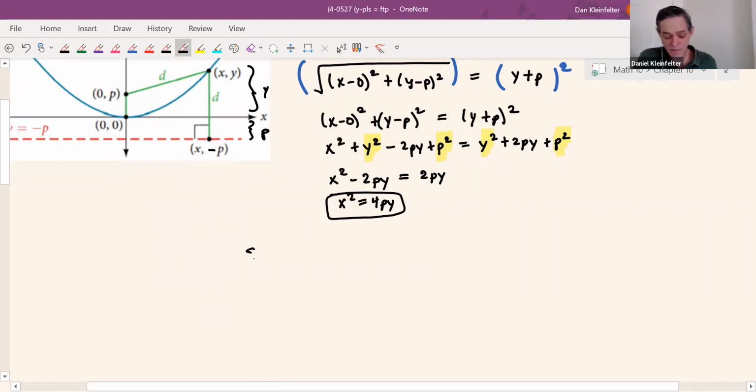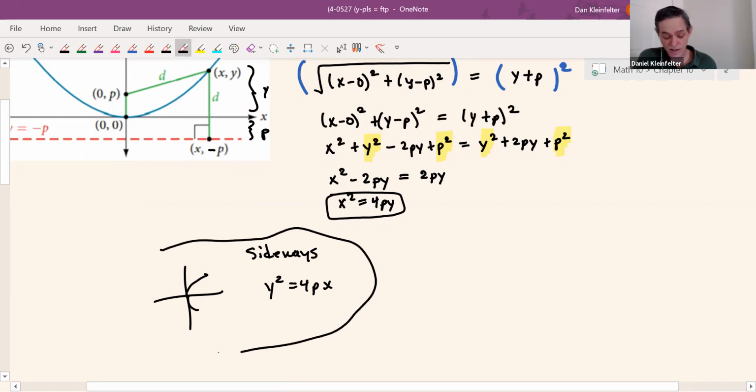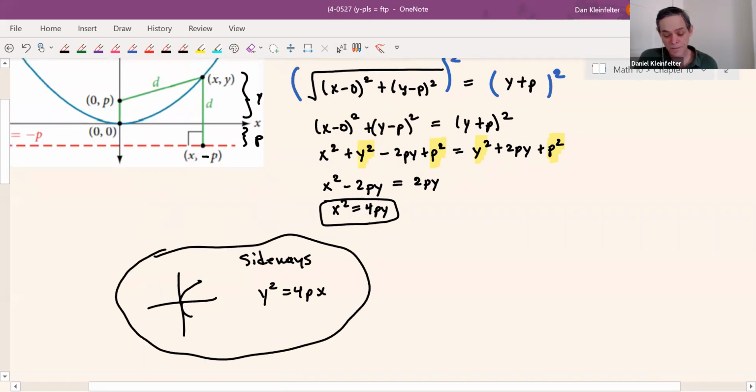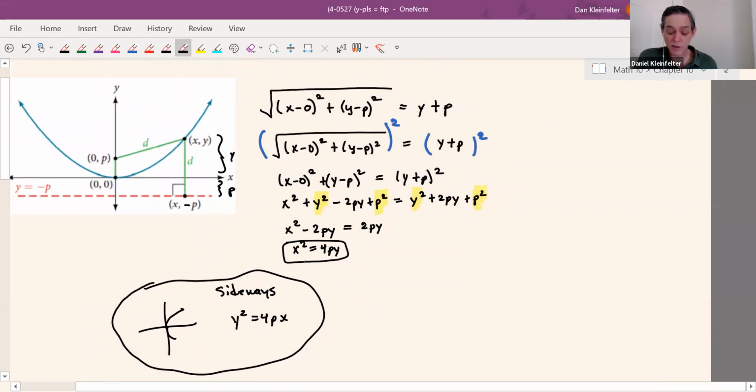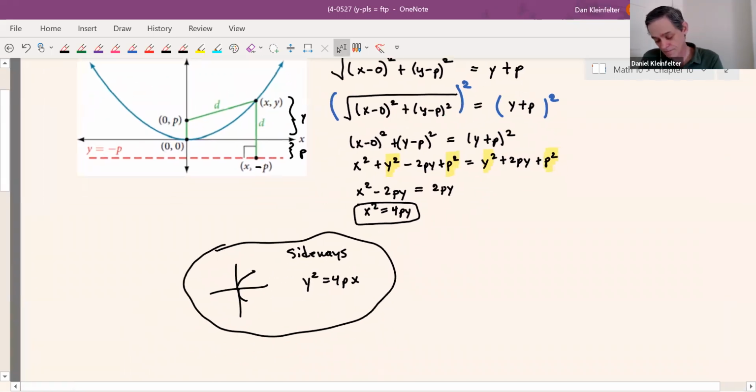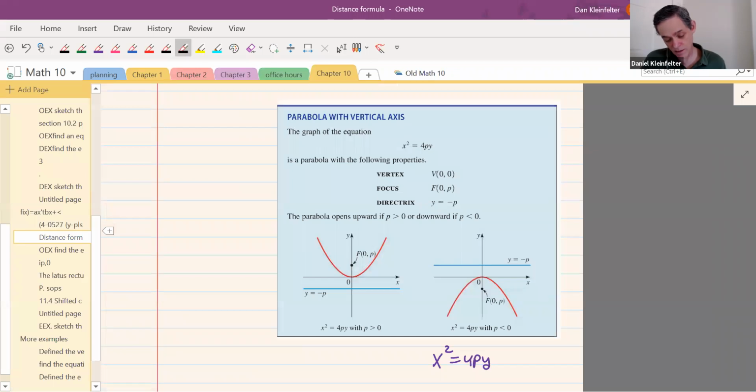If it opens sideways, as we'll see, you could go through a similar derivation for a parabola that opens sideways, and you will get y squared equals 4px. If this stuff interests you, then feel free to go ahead and derive that formula. But the steps will play out very similarly. So this is the equation for a parabola that is centered at the origin and opens upward. The p is sitting here in the equation. Notice that that p is the distance from the origin, the vertex for now is the origin, to the focus, and the p is also the distance from the origin to the directrix. Okay. So let's see what we can do with that.